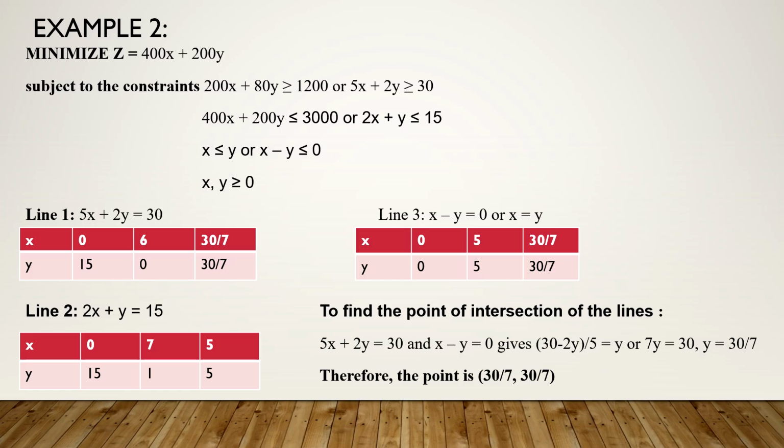The first line is 5x plus 2y equal to 30. Put x as 0, you'll get y as 15. Take y as 0, you'll get x as 6. The third point, I'll show you why we have taken it when we see the graph.